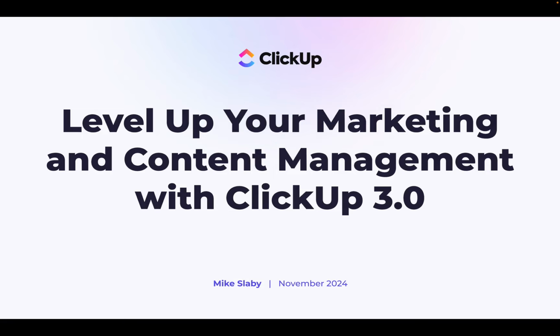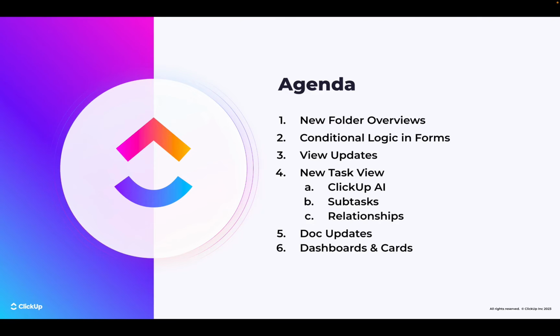Throughout the next 15 minutes, we'll be walking through a handful of new ClickUp 3.0 features and how they specifically can be applied to campaign and content management. The 7 topics are as follows: new folder overviews for getting a top-level view of your running campaigns, conditional logic in forms, which will simplify your intake process, view updates to further customize the way you work, the new task view, which not only got a UI facelift, but now also incorporates ClickUp AI to streamline project updates and subtask creation, and then lastly, updates to docs and dashboards and cards.